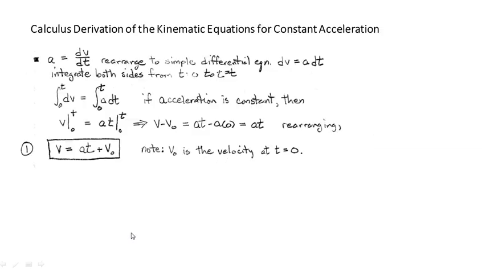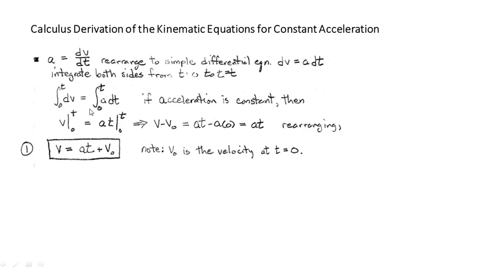In this next section, we're going to use calculus to derive the three kinematic equations we use for constant acceleration. First, let us start with the definition of acceleration. It's the rate at which velocity changes, or dv/dt. We need to change this to a simple differential equation by multiplying both sides by dt, and that leaves us with dv equals a dt. Now we need to integrate both sides from 0 to t. We're picking the variable t, so we have a general equation that we can use for all values of t.